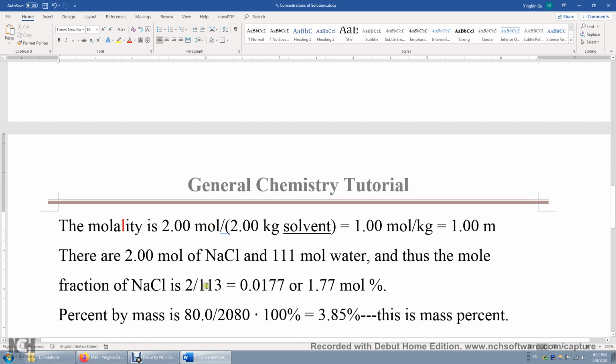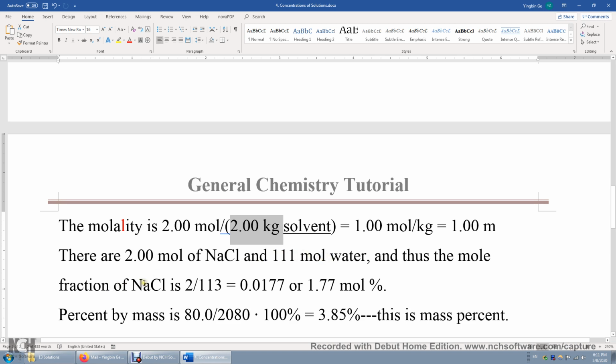We have 2 moles of sodium chloride and 111 moles of water. How did I get this? Look, we have 2,000 grams of water, and the molar mass of water is 18.02. So you use 2,000 divided by 18.02. I think you will get 111.